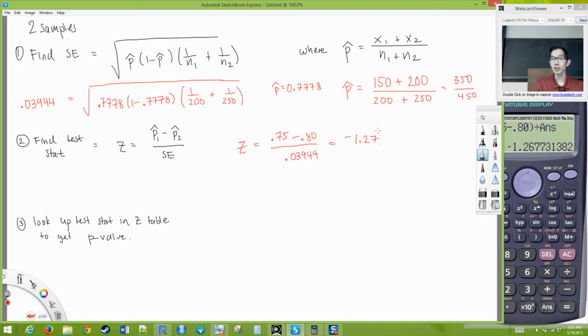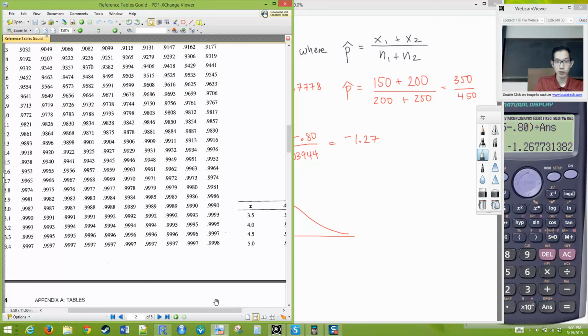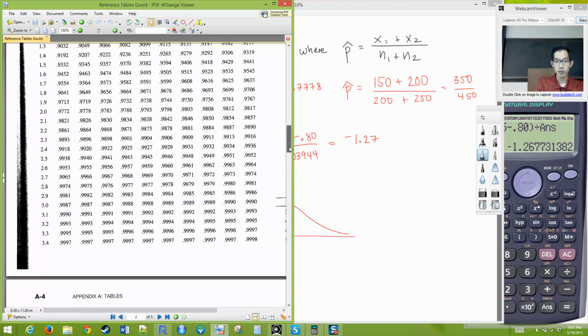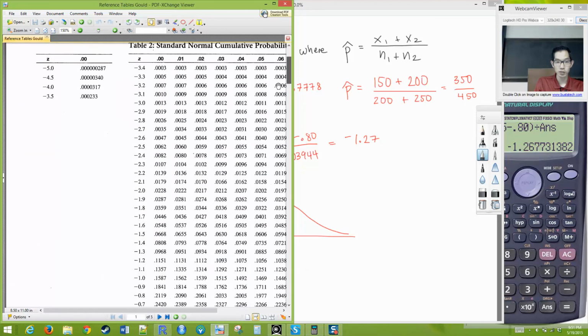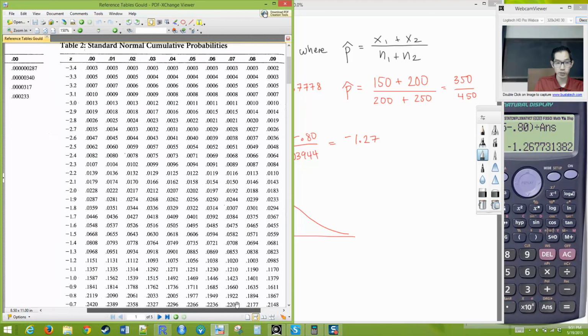Okay, so we get a z-score of negative 1.27. I'm going to look this up in the z table and find the area in my tail. So I look up z equal to negative 1.27, and I get something like 10%. Negative 1.27 gives me 0.1020.